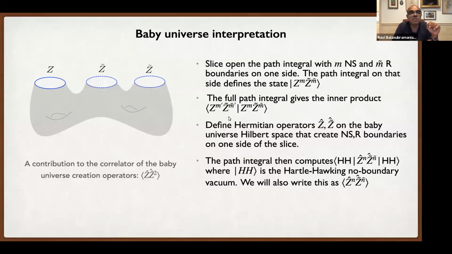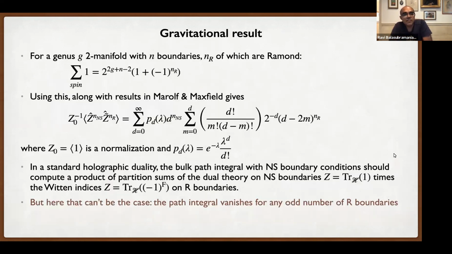So then really what the path integral is supposed to calculate is, I have the Hartle-Hawking vacuum and I compute the expectation value of boundary creation operators in the no boundary vacuum. So that's the setup of this kind of topological gravity that was discussed in Marolf and Maxfield. In our case, this is extended a little bit to include spin structure. If you do this calculation, you have to do a whole bunch of combinatorial sums, and use various people's results.